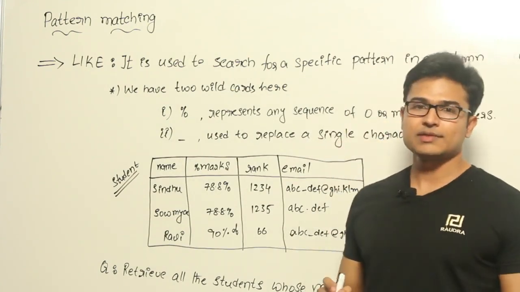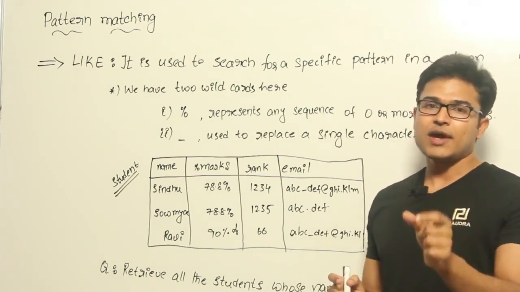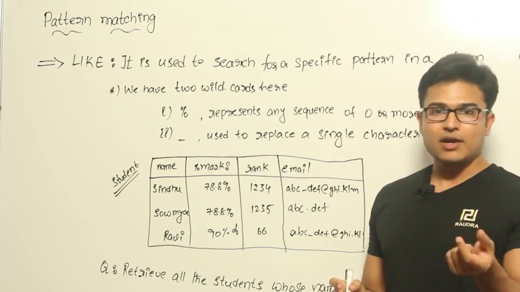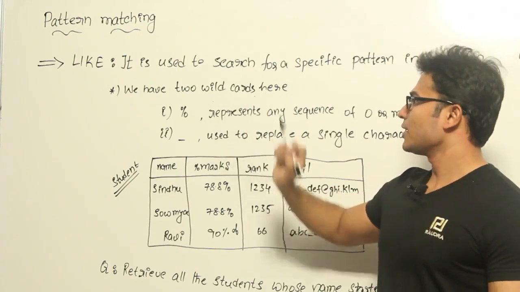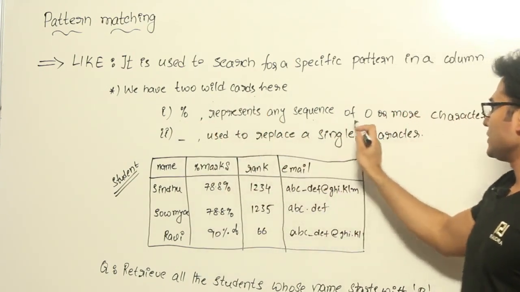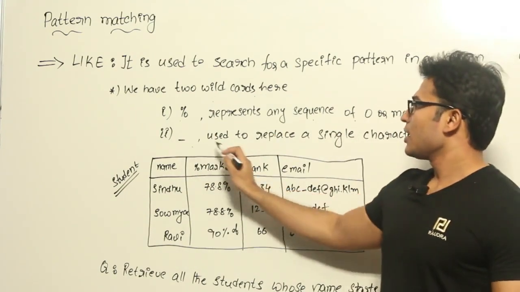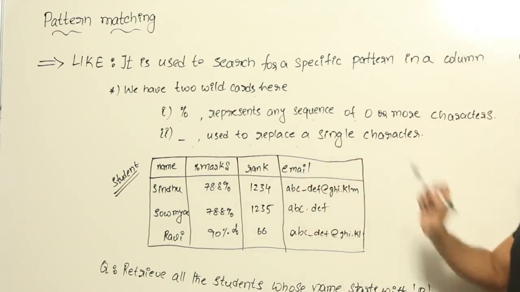So what it means is, you need not specify the entire data or entire value of an attribute. You can give a part of the attribute value and you can get the data, right? For this we are going to use two wildcards. One is percent, which represents any sequence of 0 or more characters, and the other one is underscore, which is used to replace a single character.